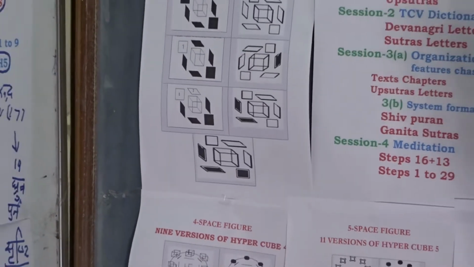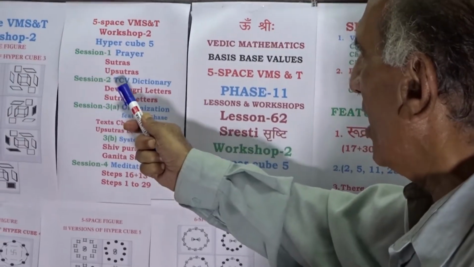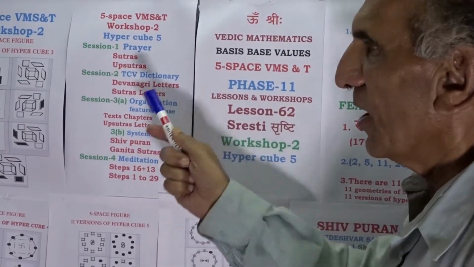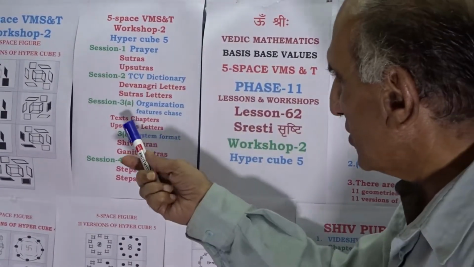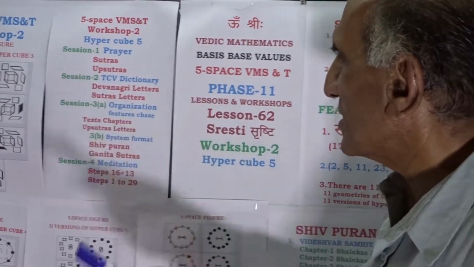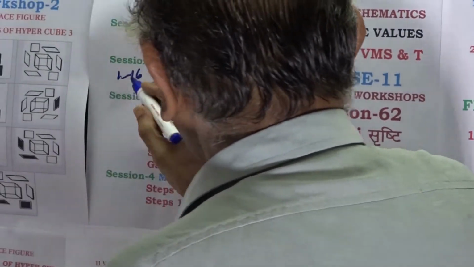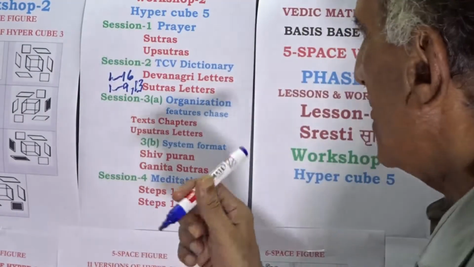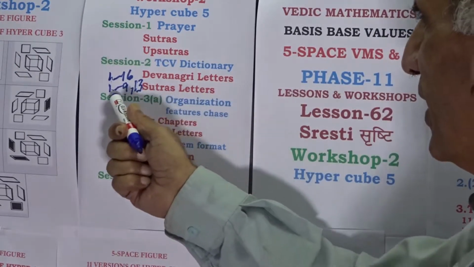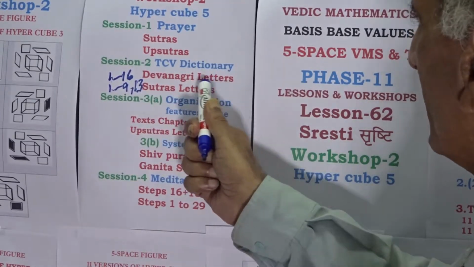Therefore, while we will be having practical steps during the workshop in the session of the TCV dictionary, here we have to remain attentive that the Devanagari alphabet gives us the values range 1 to 16, while the sutras avail only 1 to 9 and 13. One may note that here only 10 TCV values, 1 to 9 and 13, are being availed, while the Devanagari alphabet letters are availing 16.